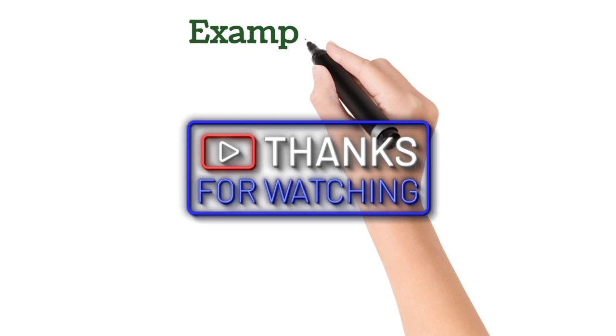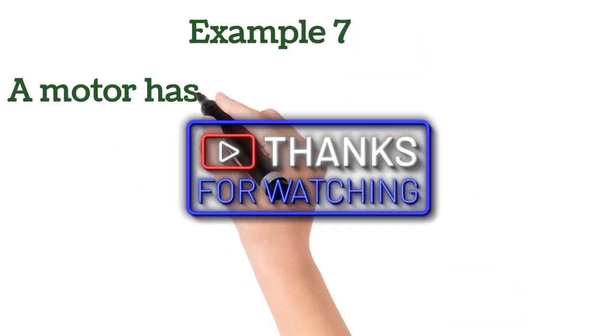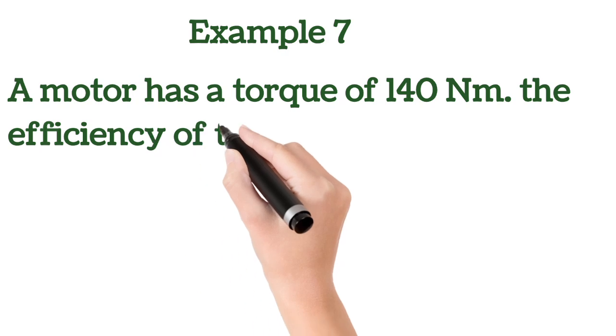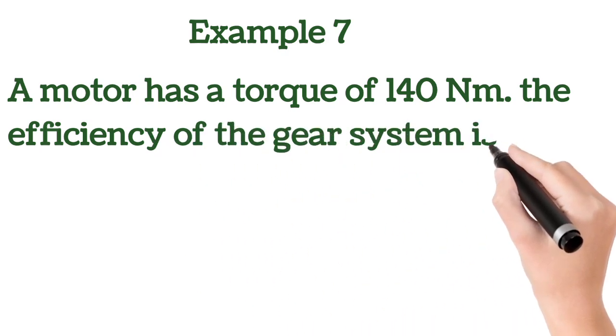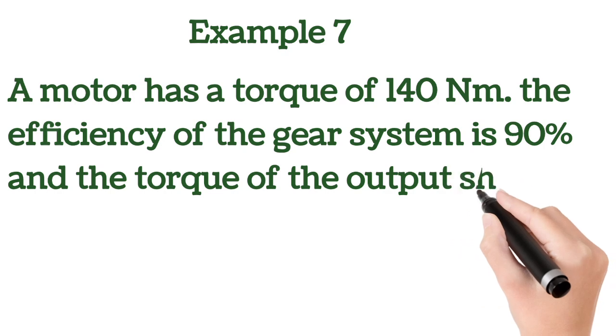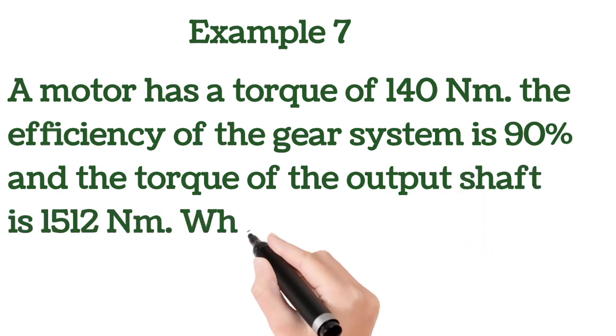Example 7. A motor has a torque of 140 Newton meter. The efficiency of the gear system is 90%, and the torque of the output shaft is 1512 Newton meter. What is the transmission ratio?